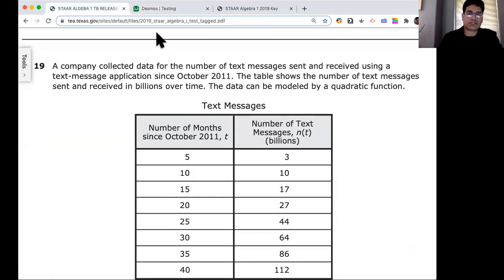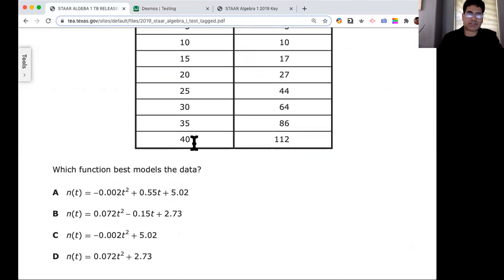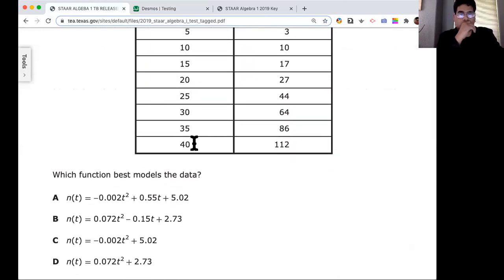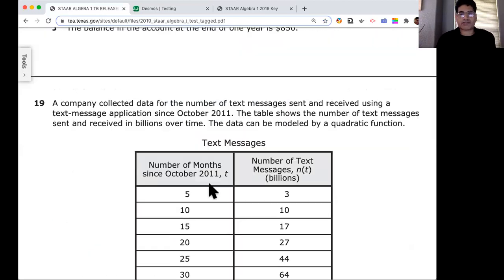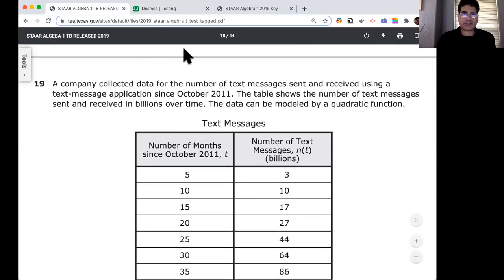And the question is, which function best models the data? Oh, okay, it's a quadratic function, right? Yeah, this model. All right, so let's take a look at that. I'm going to take this as a quadratic function. So we know what that looks like. We had our quadratic function before.